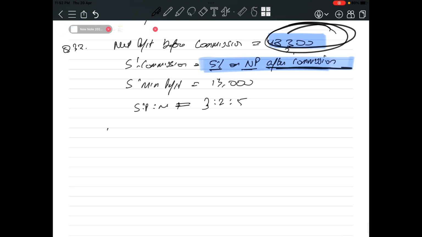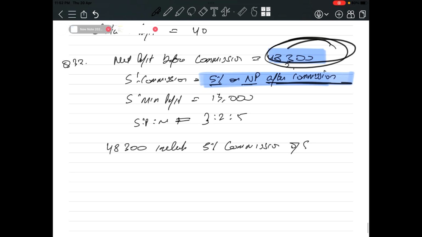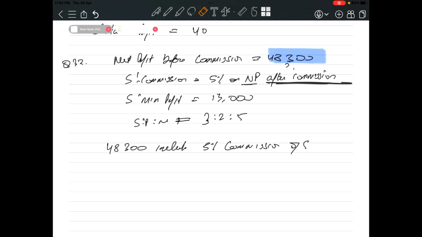So now can I say 48,300 includes 5% commission of S? Can I say this? Because the question has given us net profit before commission. Okay, net profit before commission is 48,300 and S has been allowed commission of 5% on net profit after charging commission.